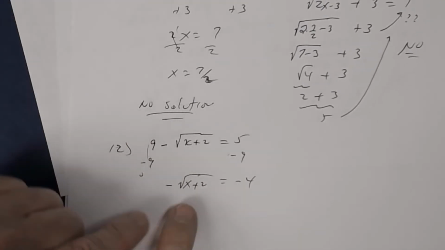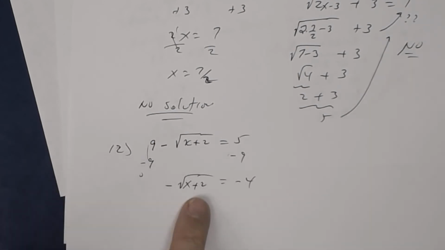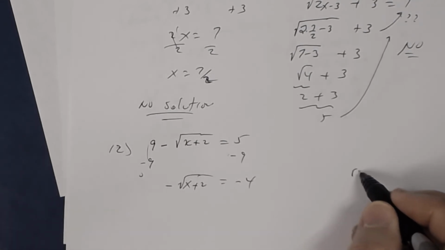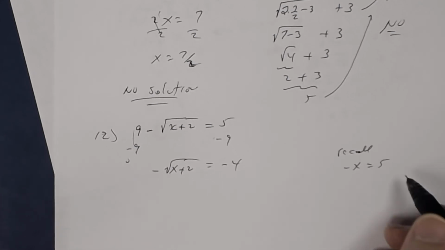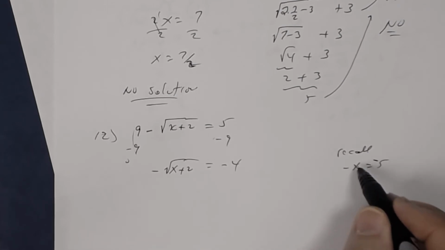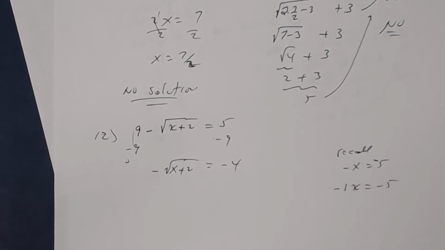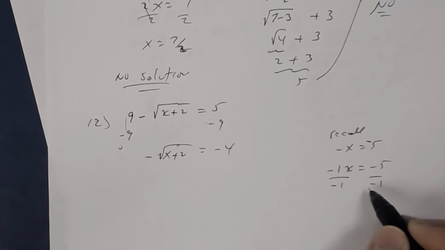So what you want to do is get that square root of x plus 2 by itself. So I want you to remember something. Do y'all recall when you had negative x equal 5, let's say. Okay? Well, let's do negative 5. Negative x equal negative 5. Do y'all remember that you wrote negative x as negative 1 times x equal negative 5? And then to get x by itself, you divided both sides by negative 1, just like that.